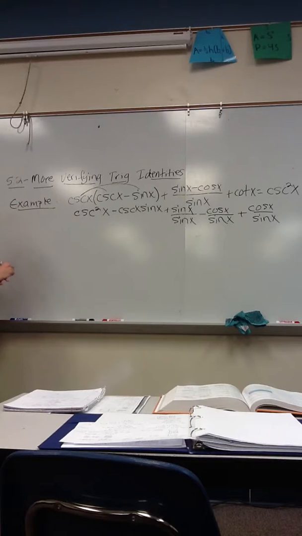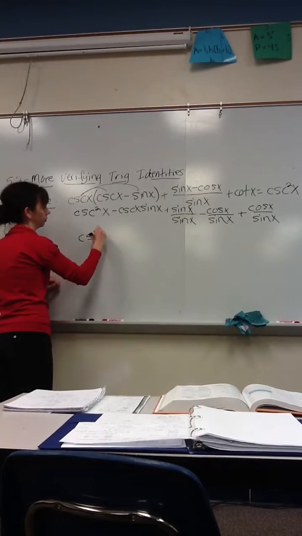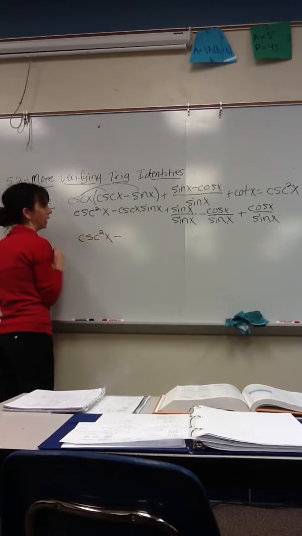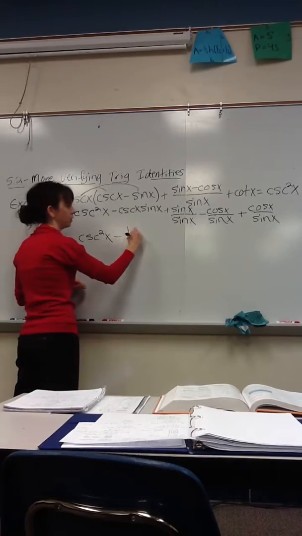Let's start cleaning this up a little bit. Cosecant squared of x minus, cosecant means 1 over sine.